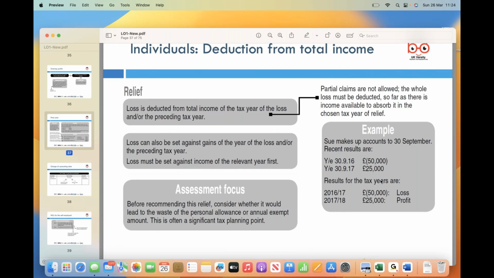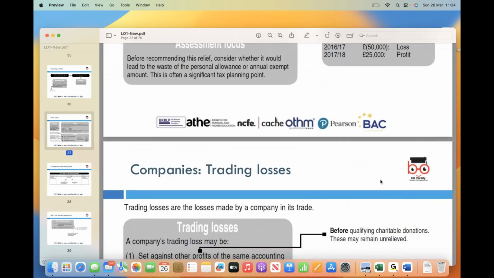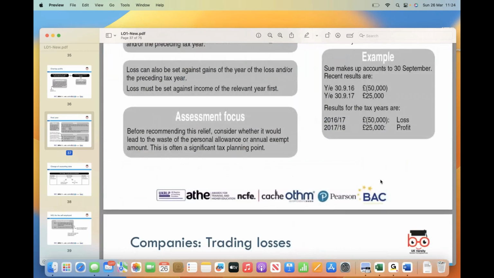In this example, in 2017/18 we made a profit, but then we've deducted the relief from it, so that will put us in a loss again in 17/18 of 25k.